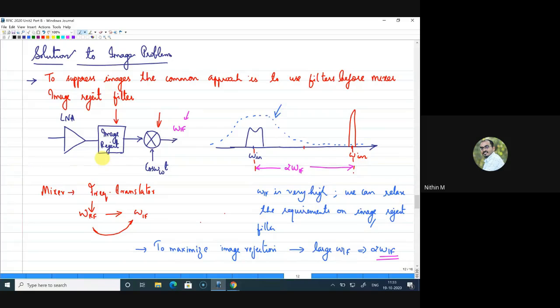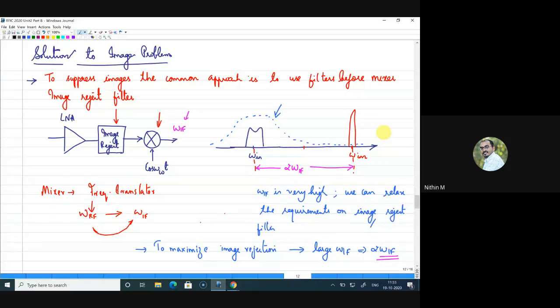Then we saw that if I'm introducing a filter before the mixer, we have to operate at the same high frequency, so that will again put constraints on the filter characteristics. To ease that, one thing we can do is keep omega IF very large, and then we can easily realize this filter and thereby eliminate the image. But there is a trade-off. To maximize image rejection, we have to keep omega IF very large, so the 2 omega IF will be far away, and we can get a very relaxed filter to remove the images.